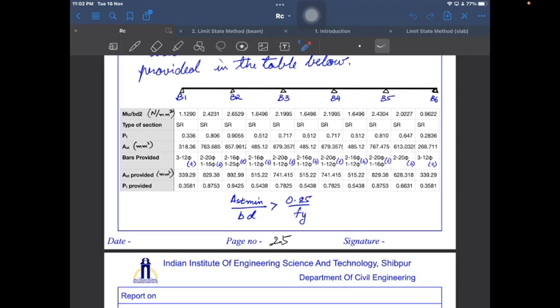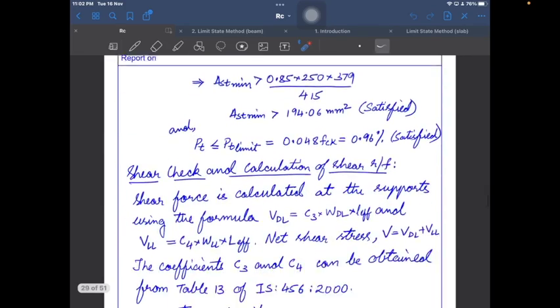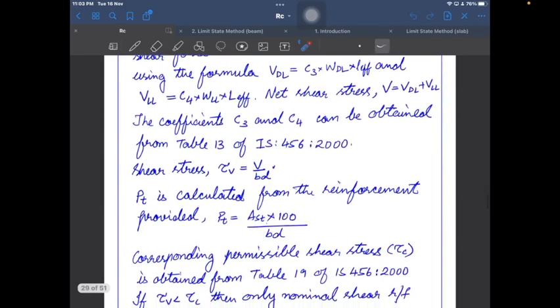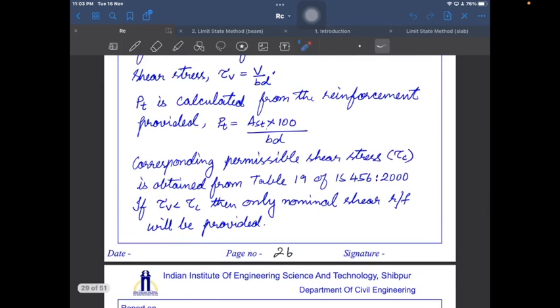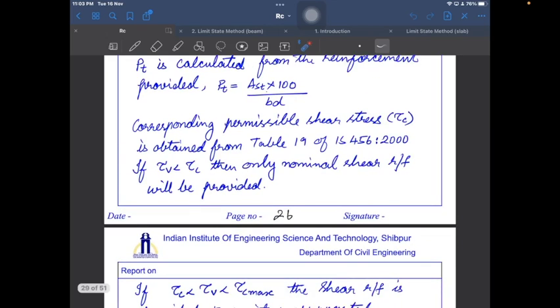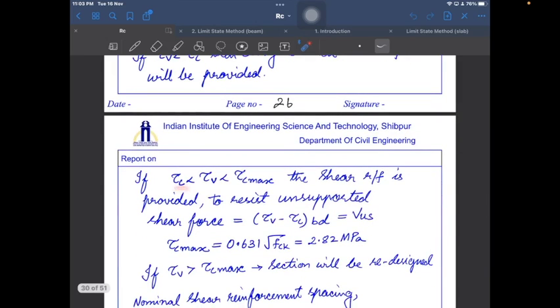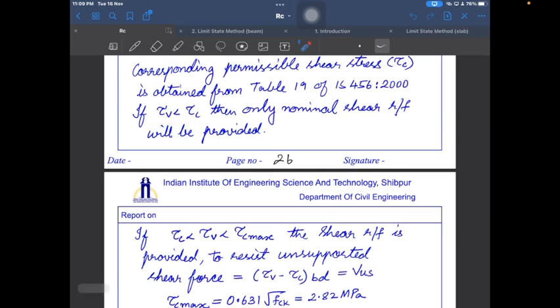So the next thing, based on PT provided, we collect the tau C value and do things accordingly. I hope till here it is clear. Then, if our tau V is less than tau C, then only nominal shear reinforcement will be provided. If tau V is less than tau C, we give nominal shear reinforcement, and then we proceed with that.